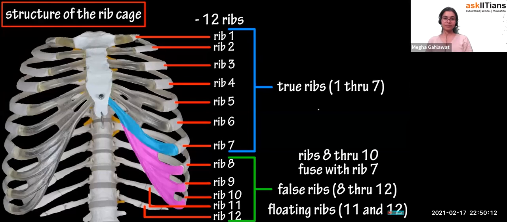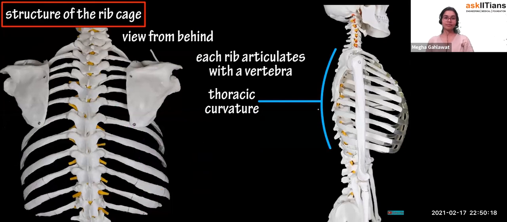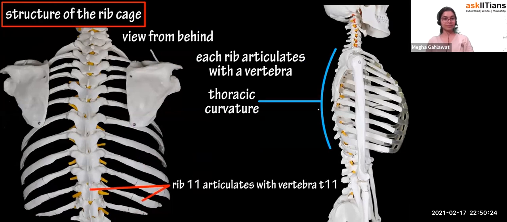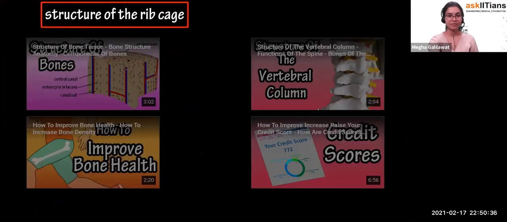The thoracic vertebrae make up the thoracic curvature in the vertebral column, as you can see here. Each of the 12 ribs articulates, or forms a joint, with the corresponding vertebra. So, for example, rib 11 articulates with vertebra T11, and some of the ribs, such as rib 9, articulate with T9 and the vertebra above, T8. And that's the basics on the structure of the rib cage.